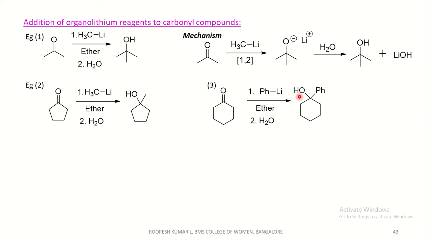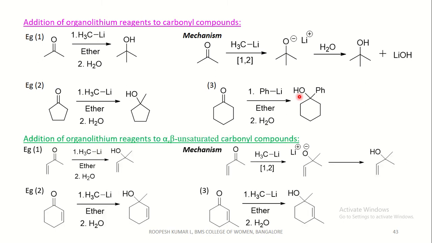Addition of organolithium reagents to alpha beta unsaturated carbonyl compounds. This is an alpha beta unsaturated carbonyl compound, which is also known as a Michael acceptor. This reacts with an organolithium compound, methyl lithium in ether, with subsequent quenching with water to form the corresponding alcohol. Coming to the mechanism, it is the same mechanism as before.